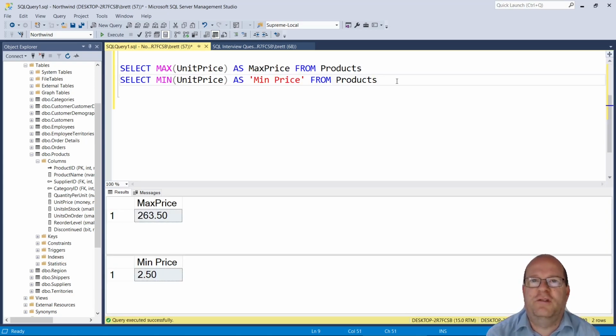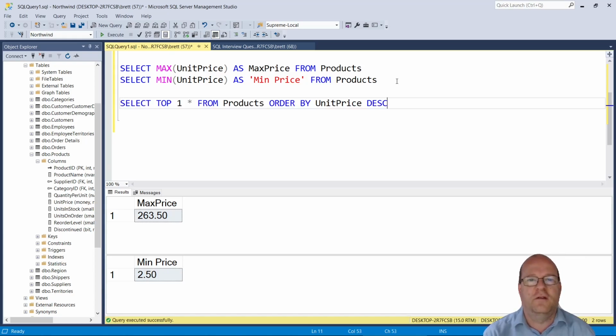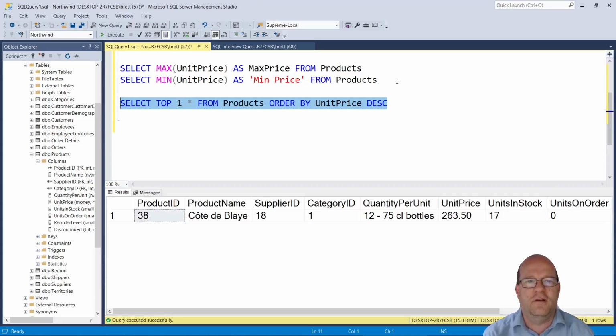Remember to read the question very carefully. As you can see, we've written a query to return the maximum or the minimum price. What they'll probably ask you to do is to return the most expensive or the least expensive product. So for this we can use top, select top, and we used select top 1 to return the most or the least expensive. So this one gives us the most expensive.